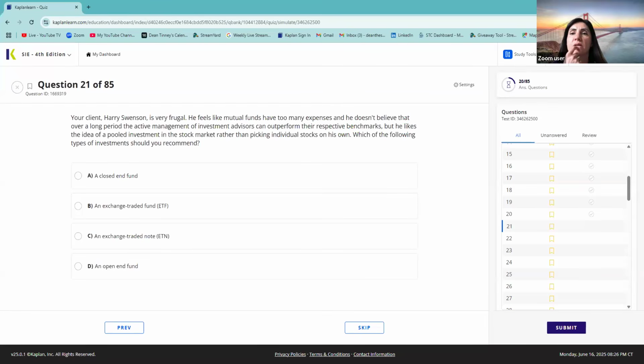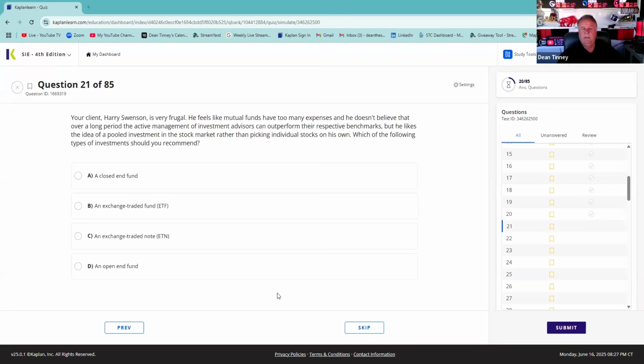A closed-end fund, an exchange-traded fund, an exchange-traded note, an open-end fund. So he doesn't like the fees. So A goes out because he doesn't like active management, and closed-end funds certainly have active management. And an open end will have it too, right? Yeah, that's right. So now D is out. I think an exchange-traded fund. There you go. You're correct.